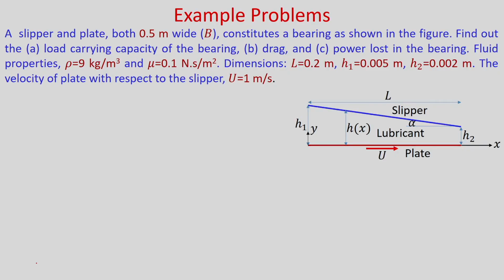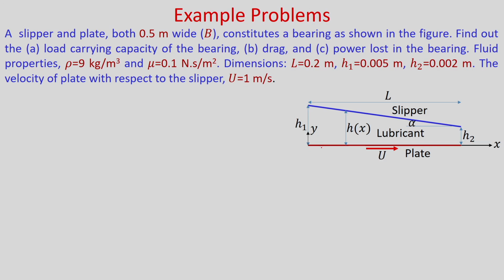Now, we will solve two example problems. The first problem, I will read out first. A slipper and plate, both 0.5 meter wide, constitute a bearing as shown in the figure. Find out A, the load carrying capacity of the bearing, B, drag, and C, power lost in the bearing. Fluid properties are given, dimensions are given, and velocity of the plate with respect to the slipper is given.